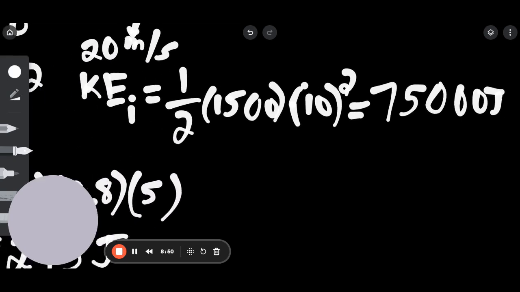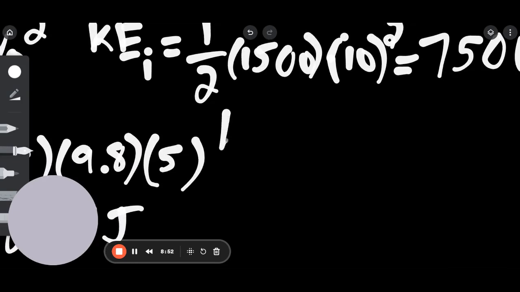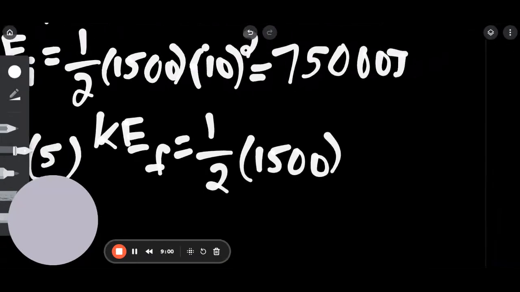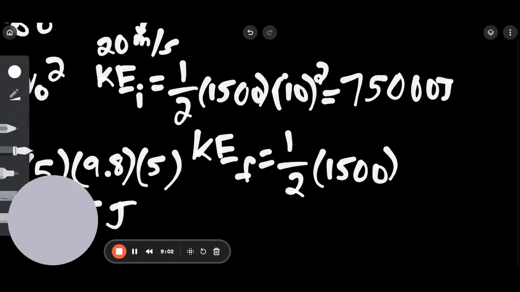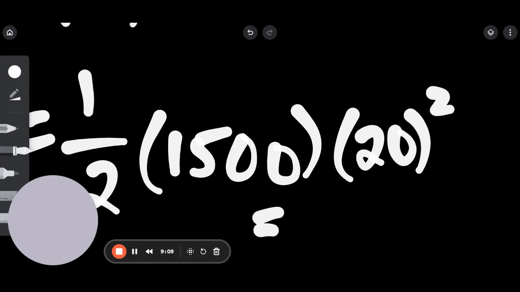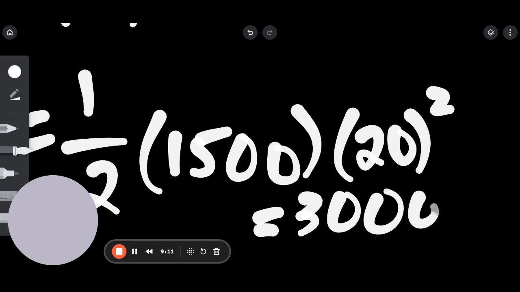Now, if you're trying to calculate the change, we need the final as well. So kinetic energy final is equal to also 1/2 m, which is 1500, v squared. So v is 20 since we're increasing the speed, so 20 squared. And this is equal to 300,000 joules.